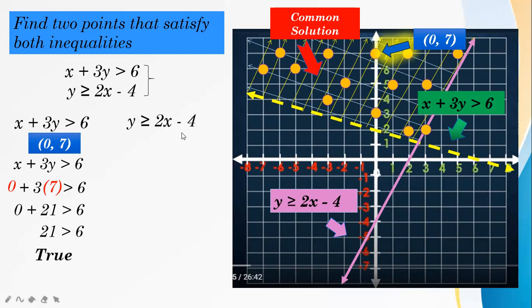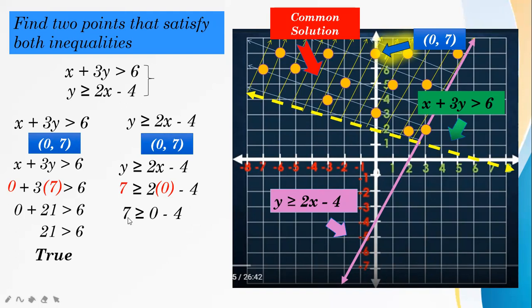How about the second inequality? Y greater than or equal to 2x minus 4. So we have 0, 7. Your y is 7 and your x is 0. Simplify: 7 greater than or equal to 0 minus 4. And therefore, we have 7 greater than or equal to negative 4. And the statement is true, wherein this ordered pair is one of the solutions of this system that satisfies both these inequalities.